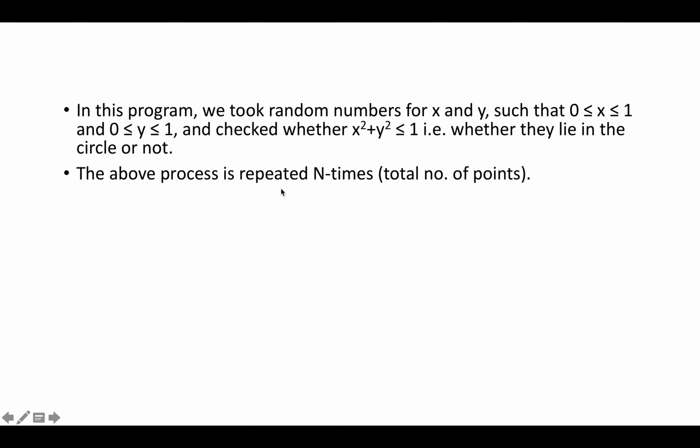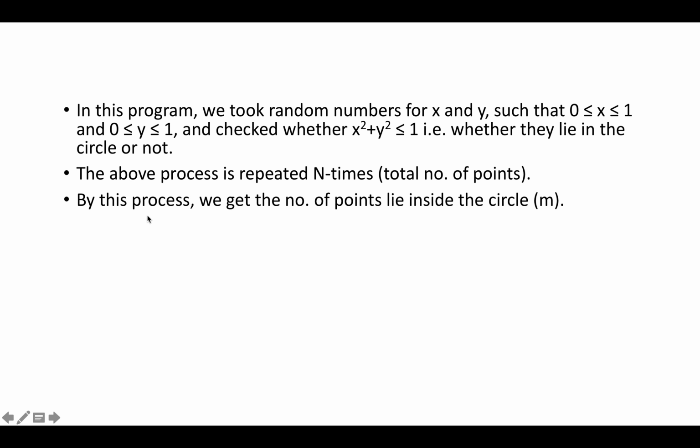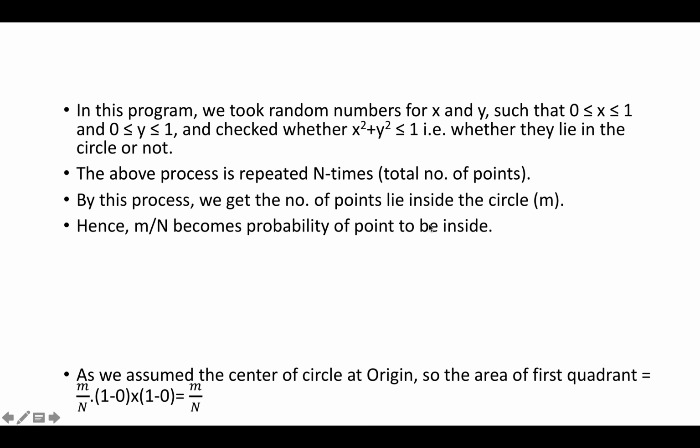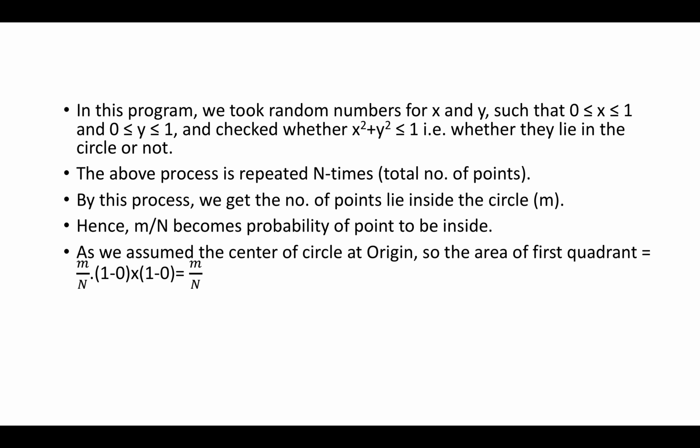The above process is repeated n times. So we fire n dots, which is the total number of points, or total number of shots. By this process, we get the total number of points lying inside the circle, which is small m. Hence, the ratio m by n becomes the probability of a point being inside. And as we assume the center of the circle is at the origin, the area of the first quadrant becomes m by n into length into breadth. Length of the first quadrant is 1 minus 0 and breadth is 1 minus 0 again, so it is 1 into 1, simply 1.